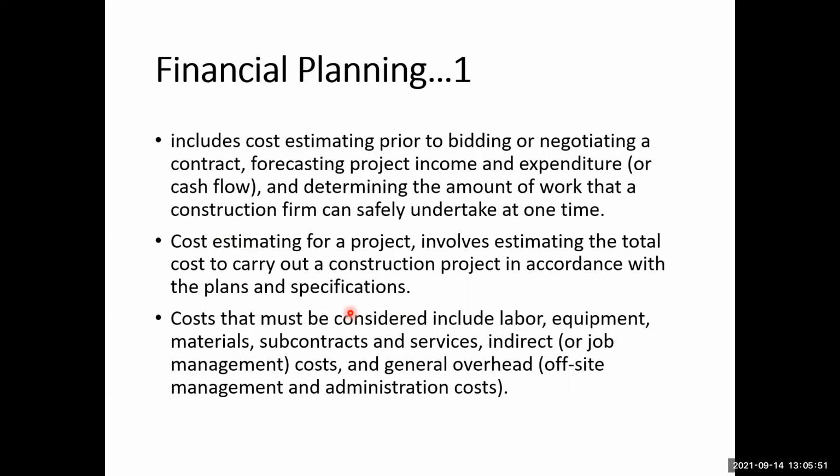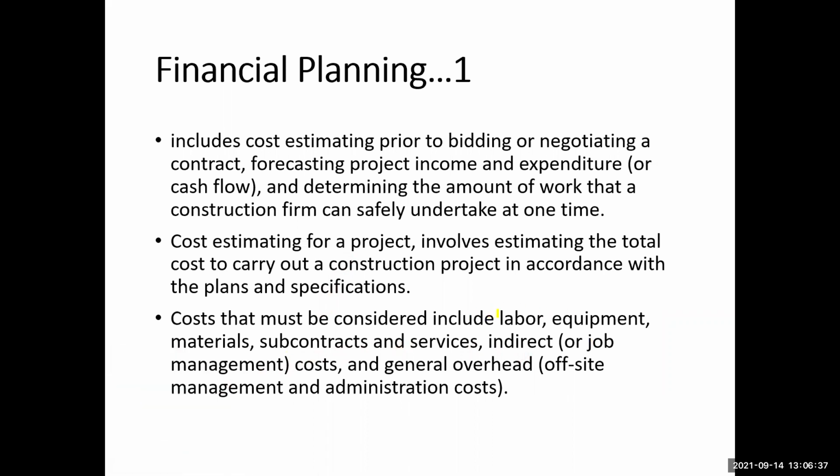So I think the remaining slides are something about the financial planning. It includes cost estimating prior to bidding or negotiating a contract, forecasting the project income and expenditure or cash flow, and determining the amount of work that a construction firm can safely undertake at one time. The cost estimating for a project involves estimating the total cost to carry out a construction project in accordance with the plans and specification. And the costs that must be considered include the labor, equipment, materials, subcontracts, and services, and indirect or job management costs.